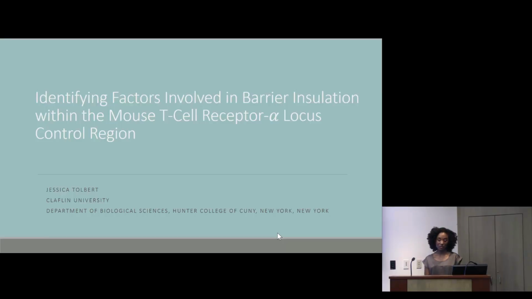I had the pleasure of working at Hunter College under the Leadership Alliance program with Dr. Ortiz and lab. The project that I worked on was identifying factors involved in barrier insulation within the mouse T cell receptor alpha locus control region. So first I'd like to begin by establishing what I'm actually going to be talking about.